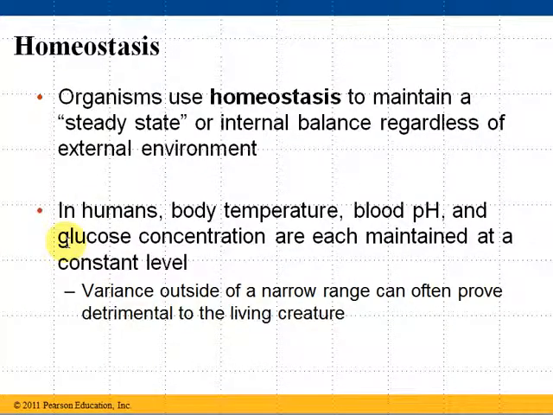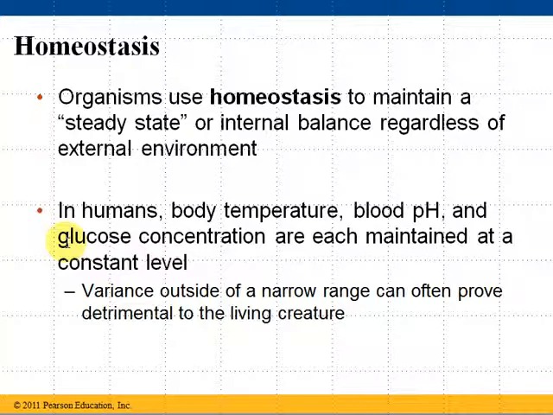The word we're looking at is homeostasis. Homeostasis means steady state, and that's what creatures are trying to do to some degree, is achieve a steady state or internal balance regardless of what's happening on the outside. In humans, say, good examples of things the body has to regulate would be body temperature, blood pH, glucose concentration within the body. All of these need to be maintained at a fairly constant level. There is not a lot of variance that can take place. So you have a narrow range that they can fall in.